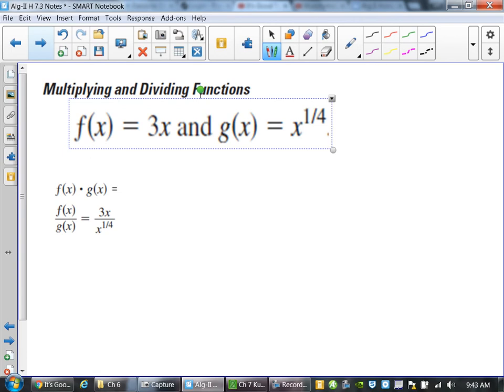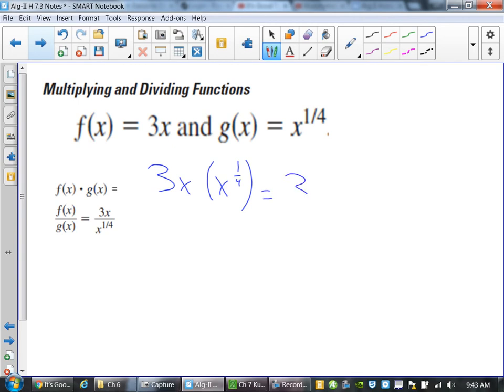So again, fill in the blanks. It's 3x times x to the 4th. Same base, different exponents. Way to do the exponents: add them. What's 1 plus a 4th? 5/4. Good. So this is 3x to the 5/4.